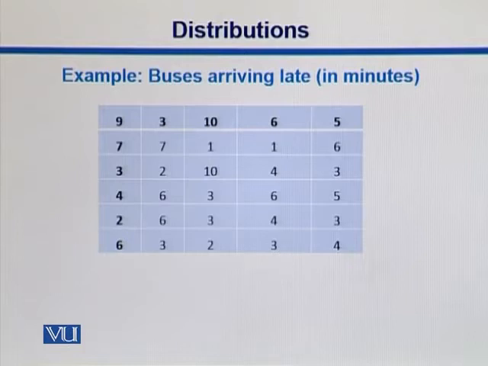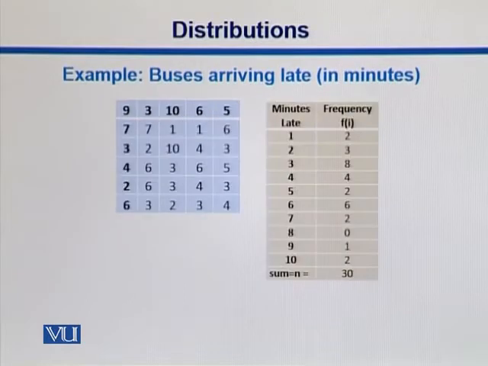For example, in this table, we see that bus number 1 arrives late by 9 minutes, then we have 7, 3, and so on. The minimum number we see is 1, the maximum is 10, so the range is 10 as far as this data set is concerned. What we can do with this data is, first, make a frequency table. We can draw different classes or intervals. Here our interval is small, so we are just looking at how many buses are 1 minute late, 2, 3, 4, 5, 6, and so on. So 2 buses are 1 minute late, and then we have 8 buses 3 minutes late, and so on.